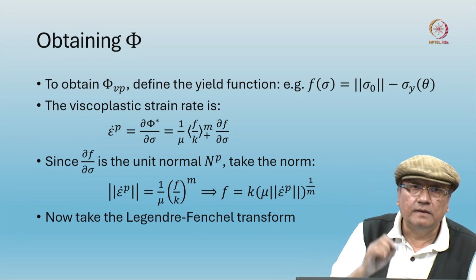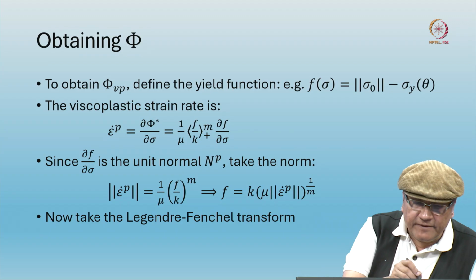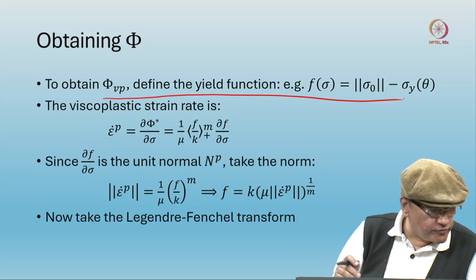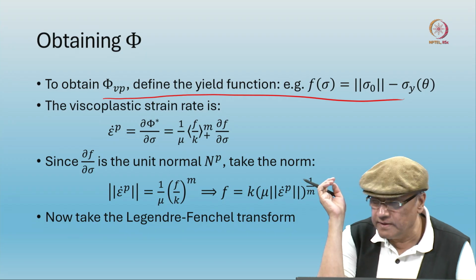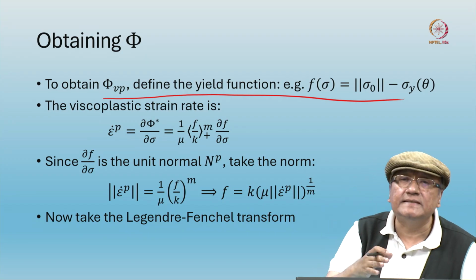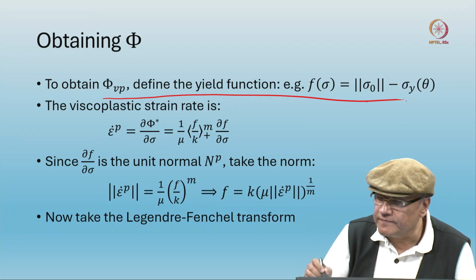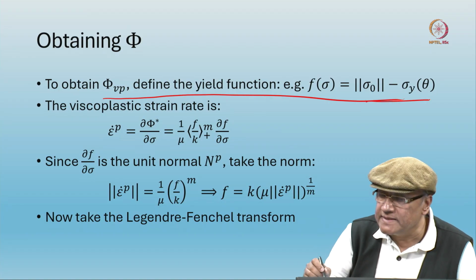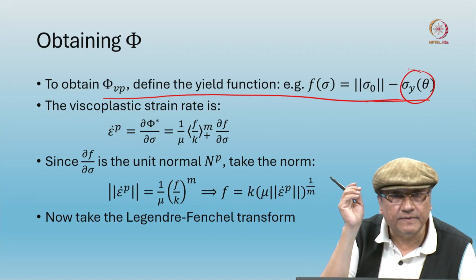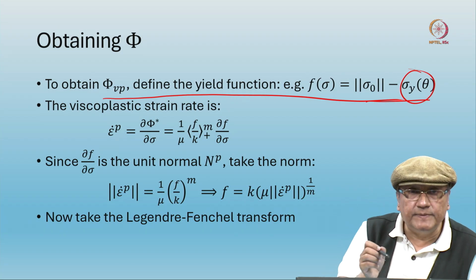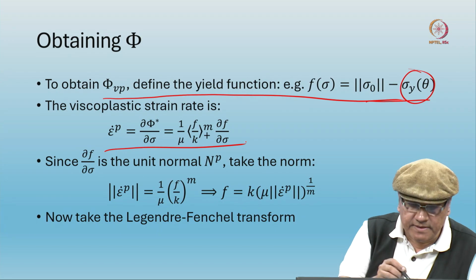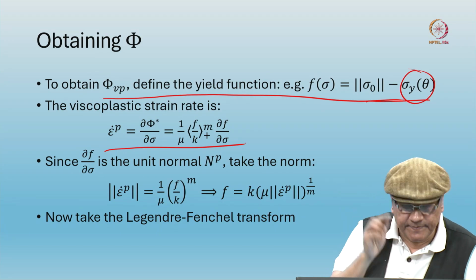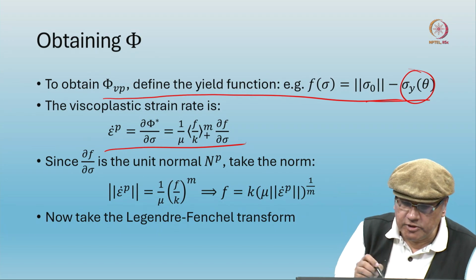Now, to obtain phi Vp, we have to use the yield function f of sigma. Let us consider the simplest yield function, which is of the von Mises type, except that sigma y is now a function of theta, right. So, the viscoplastic strain rate therefore will be given by the flow rule, which is the subdifferential of phi star: epsilon p dot equals the subdifferential of phi star.